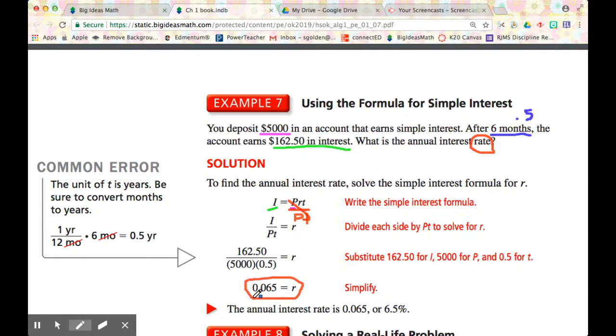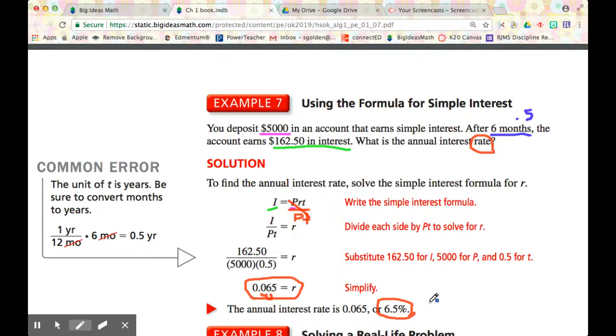And if you think about that, that doesn't make a lot of sense. Interest rates are always in percents. So if we go back and change that D to P, the alphabet goes from left to right, so you move your decimal 2 times to the right. It is 6.5%. That is the rate, 6.5%.